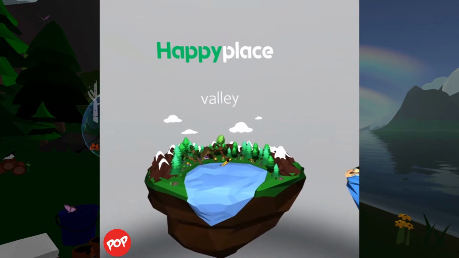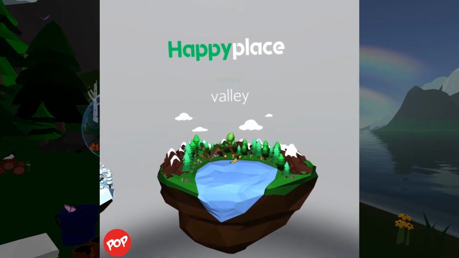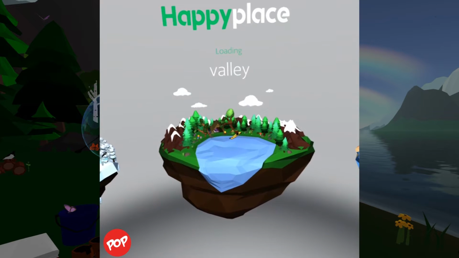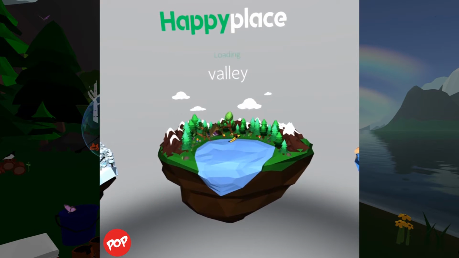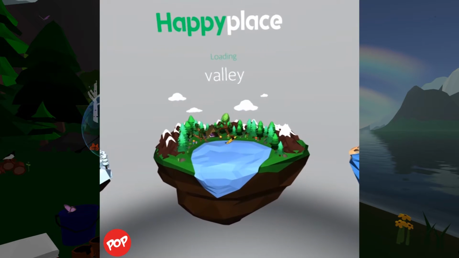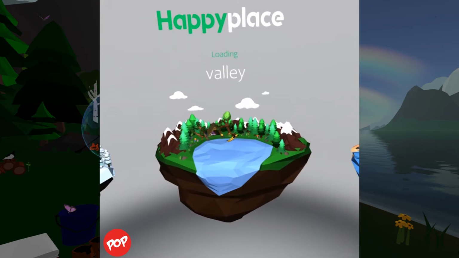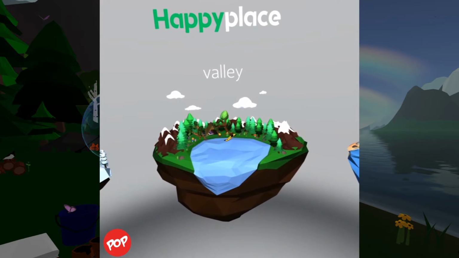If you are not already sitting, now is a good time to sit down. Use your gaze to interact with your surroundings. Point the cursor at objects to interact with them. Once the environment has been loaded, you will be transported to your happy place. Sit back and wait until the loading has completed.